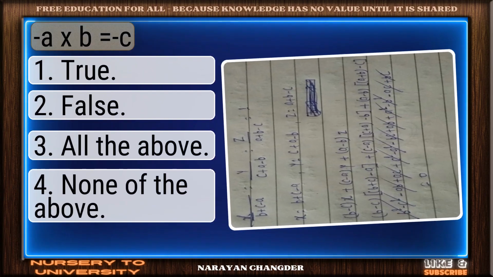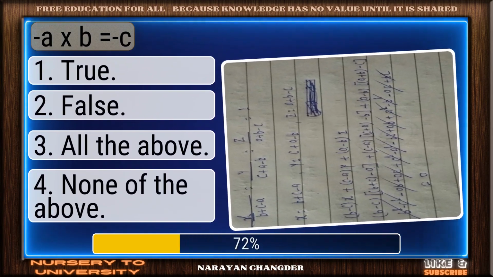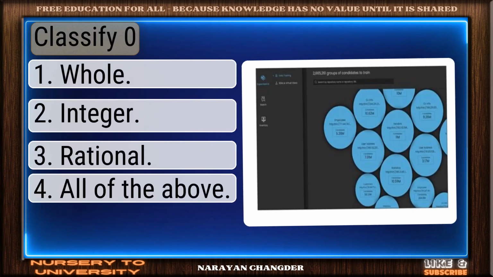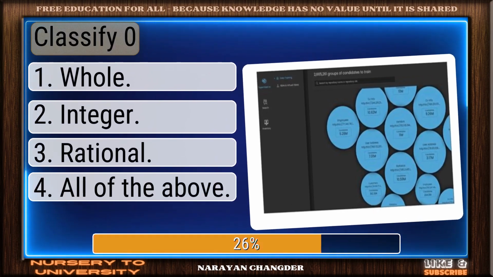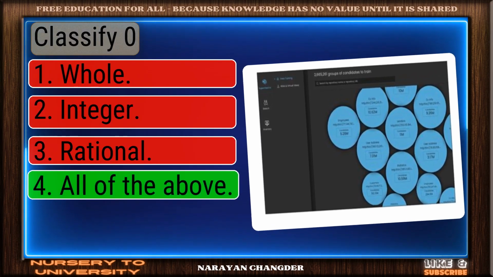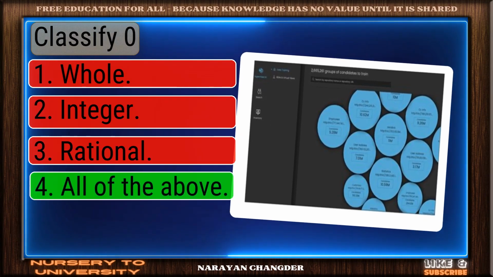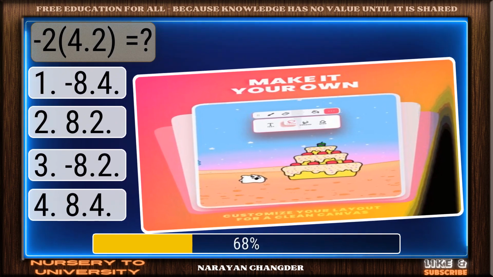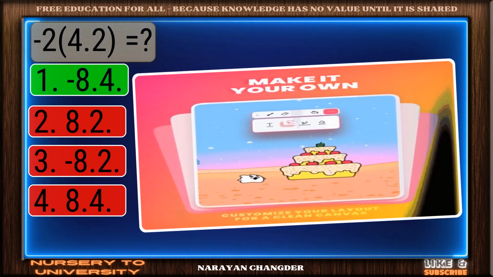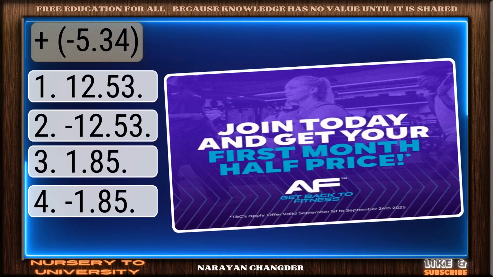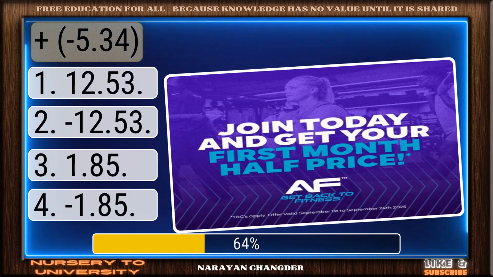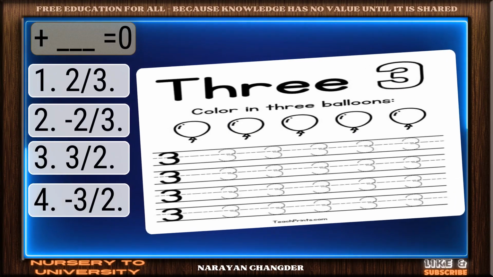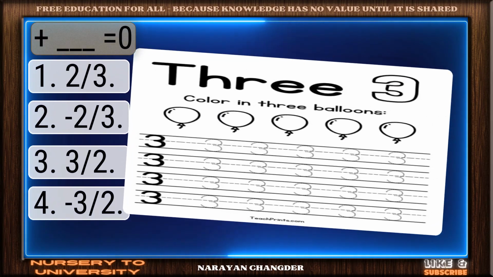Question number 268. Excellent choice. True is the right answer. Question number 269. Correct. All of the above is the right answer. Question number 270. Correct response. 8.4 is the most accurate answer. Question number 271. Exactly. 1.85 makes sense and it is the right choice. Question number 272.